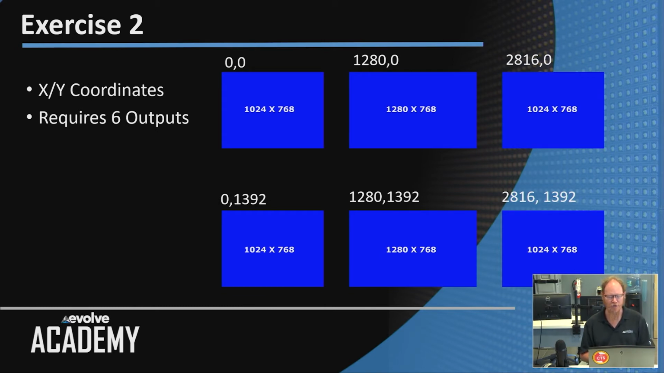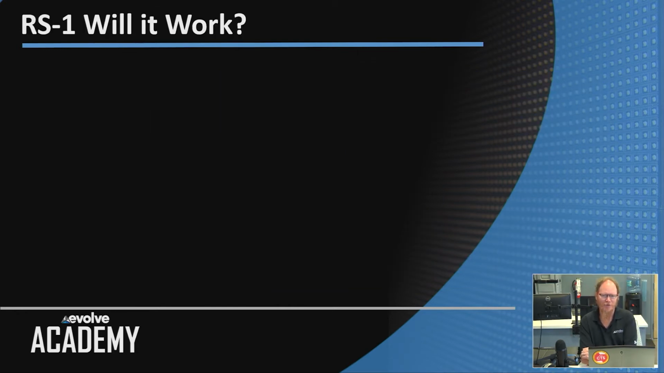Here are the XY coordinates for all of these different windows and their associated pixel size. So 0,0, 1280,0, and 2816,0. They go across the top. And then 0,1392, 1280,1392, and 2816,1392. So they're all across the bottom. These are all 768 high. It's 1280 by 768, slightly bigger than 720p. All of these are well below capacity 1 sizes. These are all tiny. So the question is, kind of like the will it blend, will this work?